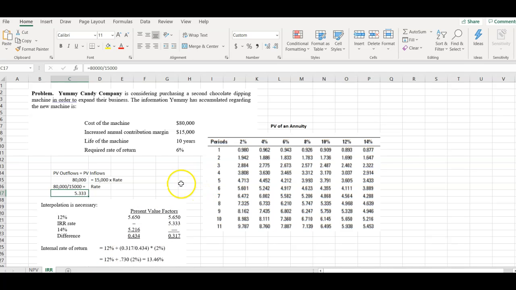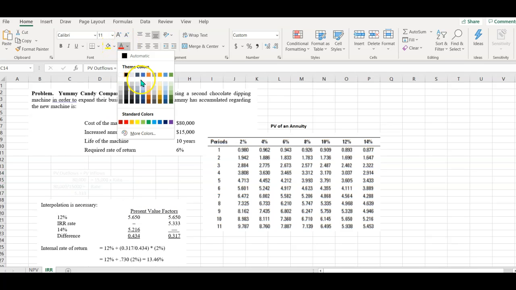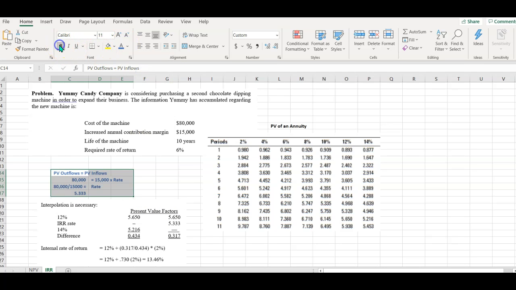But the most important thing for you to get out of this is this piece right here. This is the key thing to really know. The present value out equals the present value in, and that will get you through IRR.